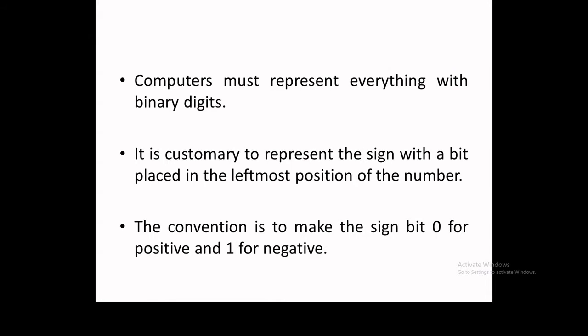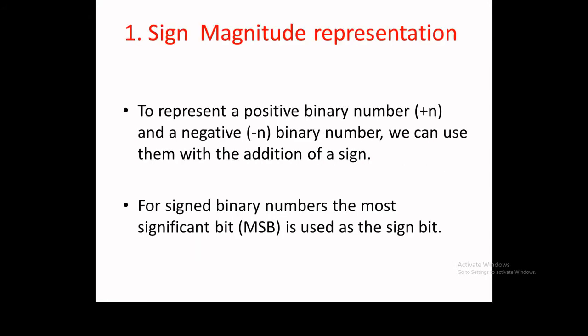So as we know, the computer system represents everything in binary numbers, binary digits. So we have to learn how the computer system takes sign numbers. Because it is in terms of zeros and ones only, sign numbers are also represented in zeros and ones. Actually the convention is to make the sign bit zero for a positive number and make the MSB bit one for a negative number. We'll take an example so that it will be more clear.